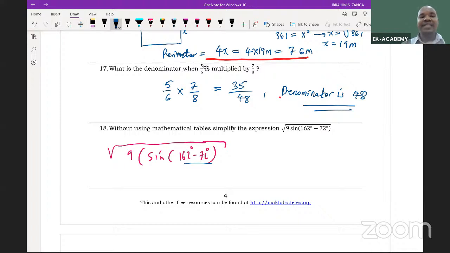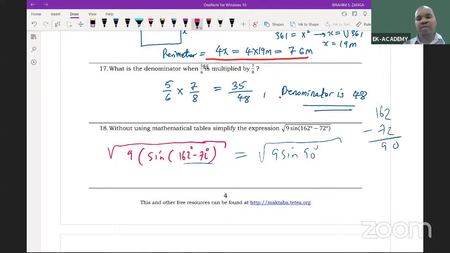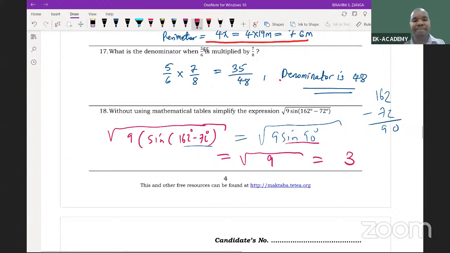But sine 90 is a special angle, and because 90 is a special angle, we know that sine 90 equals 1. So the result is going to be square root of 9, which is equal to 3. So that is the solution for question number 18.